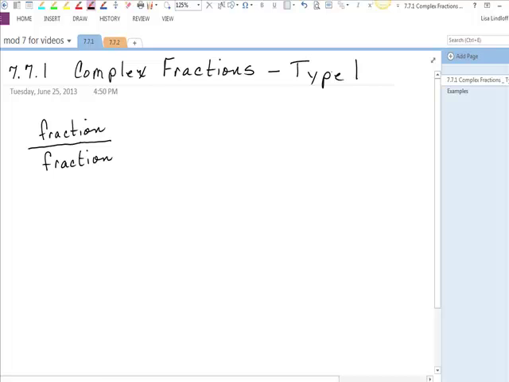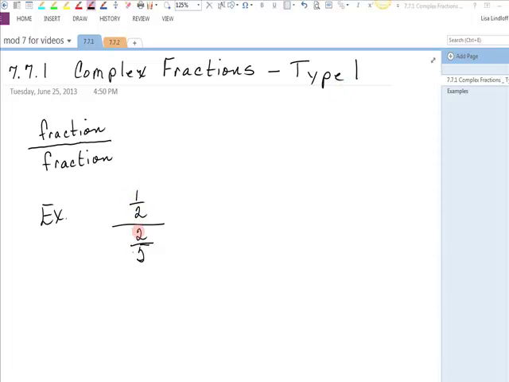Now, you notice in the title here, I say complex fraction type 1. Type 1 is just my designation for it. You won't find that in a textbook. But complex fractions of type 1 have merely a single fraction on top and a single fraction on bottom. An example might be 1/2 over 2/5. That would be a complex fraction of type 1, a single fraction over a single fraction.